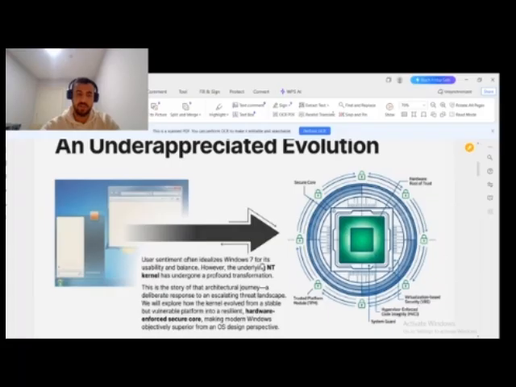While many users remember Windows 7 fondly, the underlying NT kernel has undergone a profound transformation, moving from a stable but permissive platform to a hardware-enforced secure core. We argue that this makes modern Windows objectively superior from an OS design perspective.